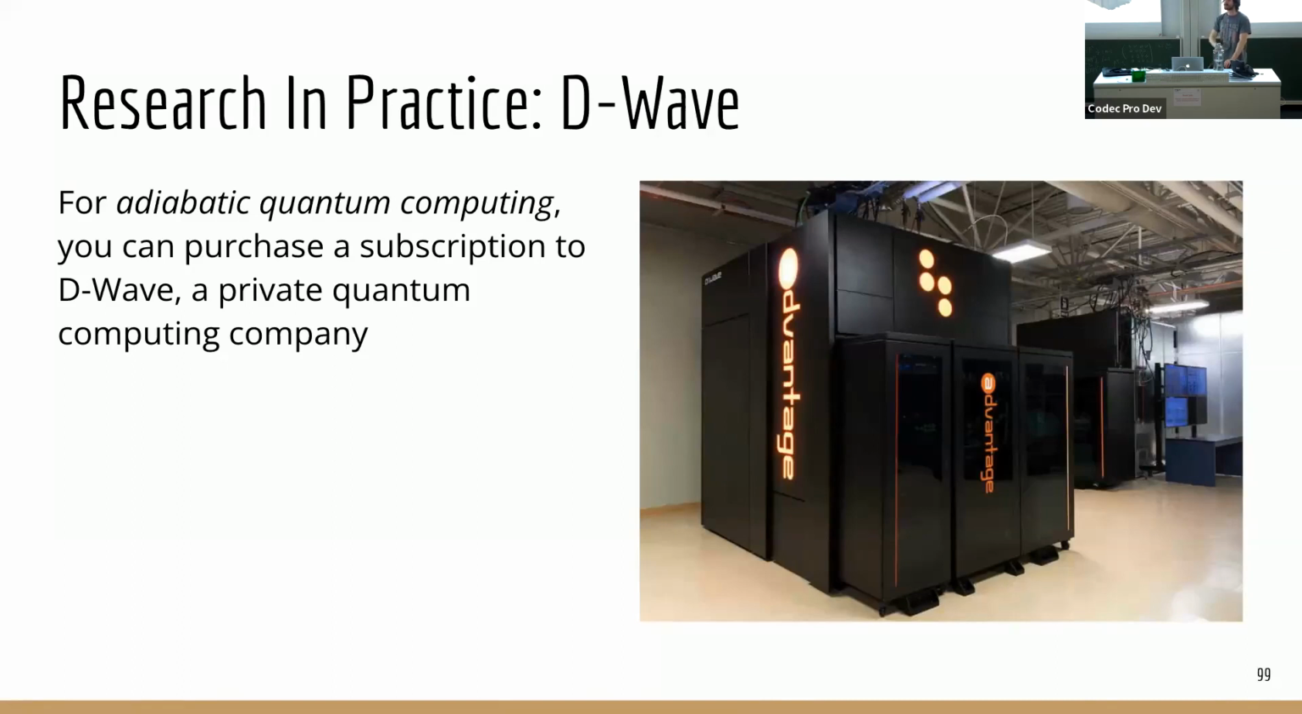Most of the machines are not available to the public. For instance, Google, even they do not provide any kind of external access to their machines. IBM do, right, but to a little bit older models with 27 qubits or 16 qubits.